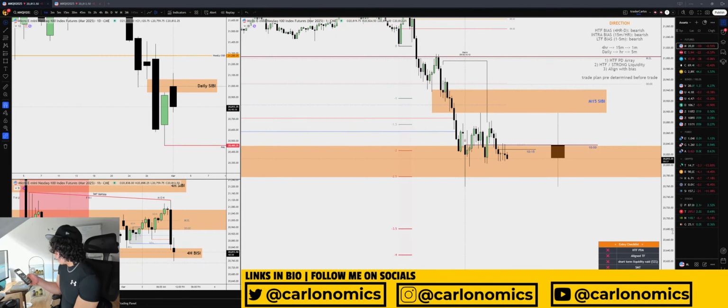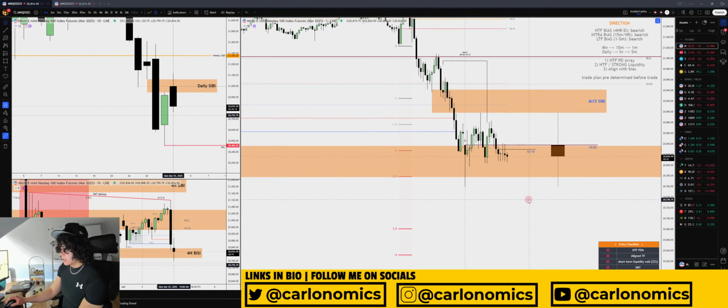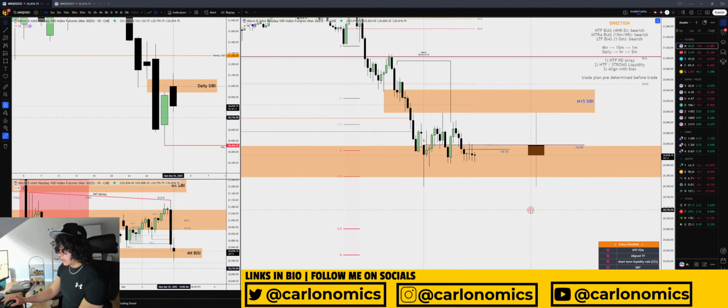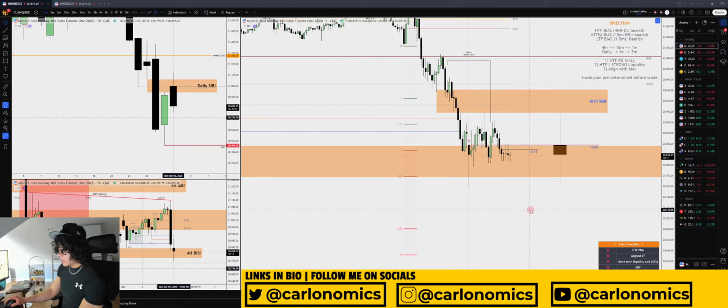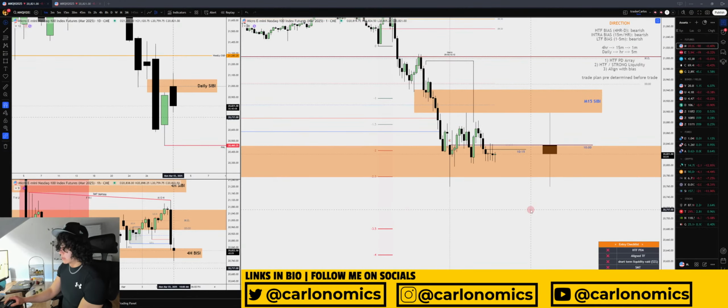I like the idea of framing a short from the 15-minute SIBI that lines up with the breaker for continuation lower. Nothing else looks as clean. Yeah, I mean, for me personally, longs and shorts look good. So that's already a sign that it's not going to be a very good day for me personally because both sides look good.